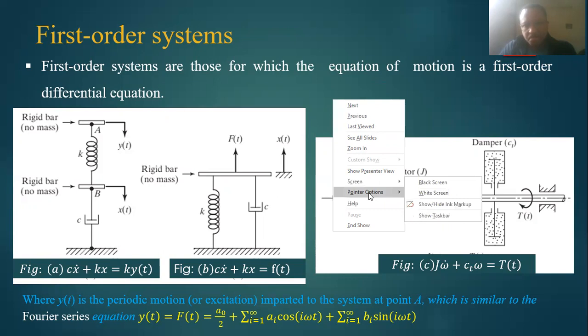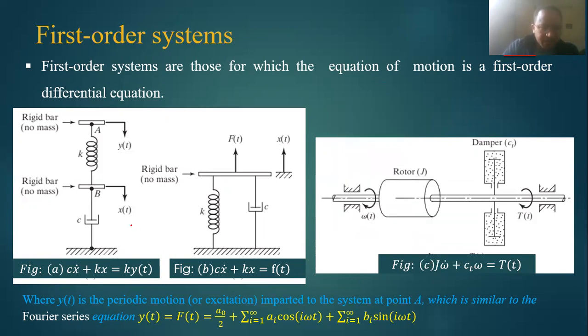So we can rewrite it like this. The system is redefined as C x dot plus K times x of t minus y of t. This is the relative deflection between the two points, point A and point B. So C x dot plus K times x minus y is the governing differential equation for this system.